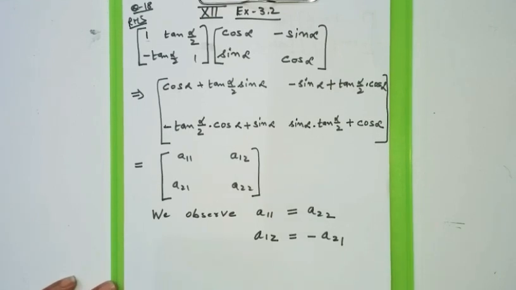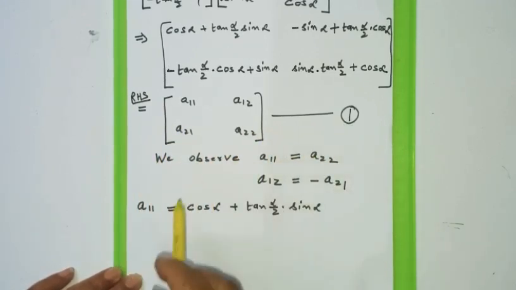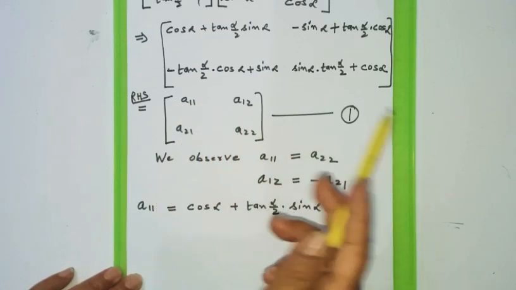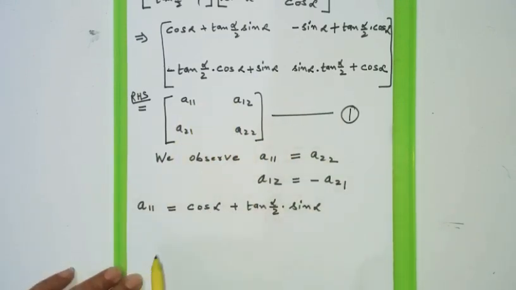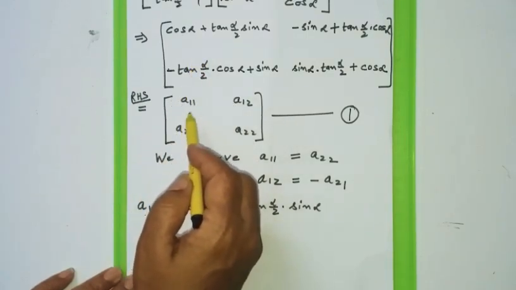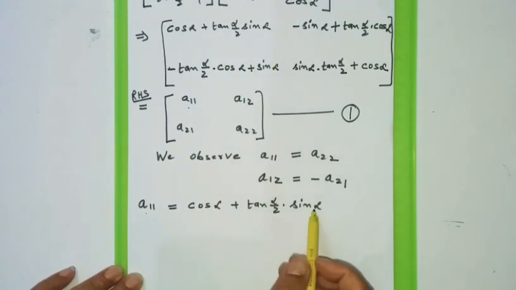So first of all I am going to calculate A11. We call this equation number 1, and our job is to find the values of A11, A12, A21 and A22 and substitute them back in this equation. So students, I write the element A11. As you can see, in these two matrices, A11 is cos alpha plus tan alpha by 2 into sin alpha.